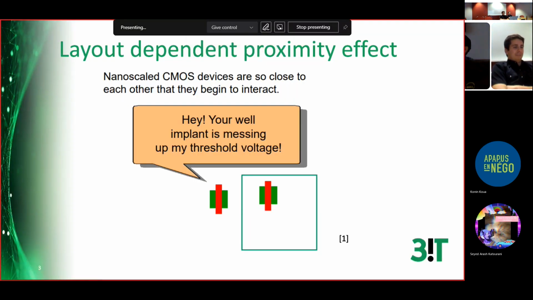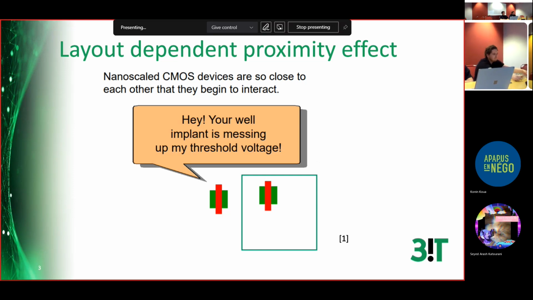So whatever is surrounding your devices needs to be ideally exactly the same to see the same effect, because it's funny here, but it's the reality. Whatever you say, hey, your well is messing with my threshold voltage. So whatever is close to your device impacts its performance. It can be mechanical stress and so on. Usually it's mechanical stress, but it reflects an electrical difference between the two devices.